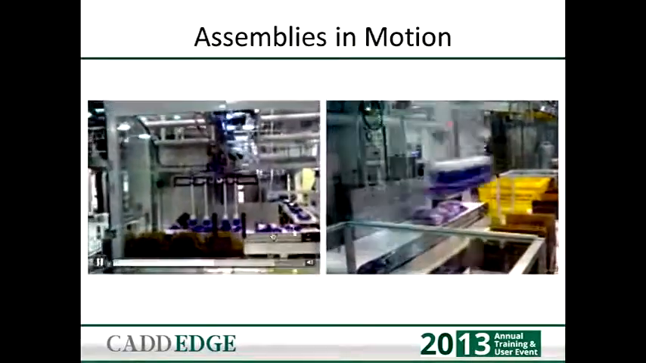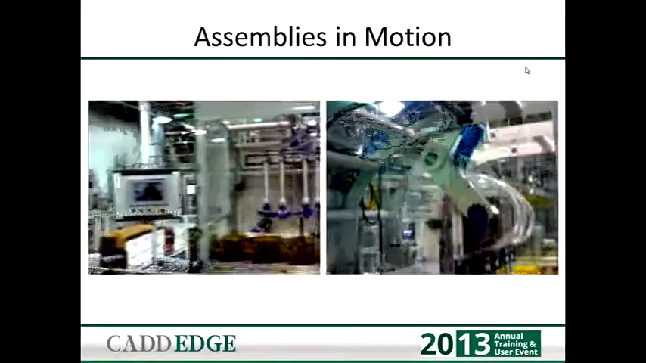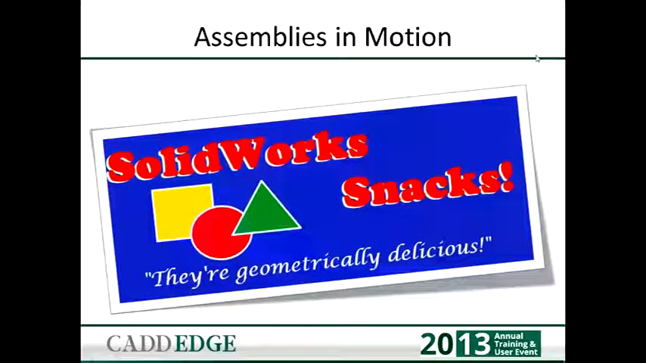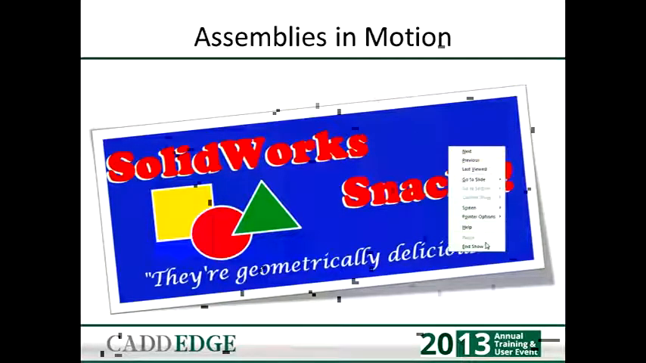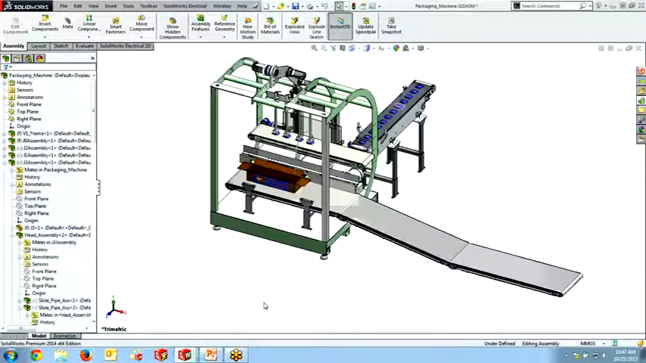So I'm not quite sure what products these are on the conveyor, but I'm going to presume that there's something called SolidWorks snacks, geometrically delicious. So what we're going to focus on is an assembly that focuses on the packaging of these snacks into their respective boxes. So let's take a look at that assembly now, shall we?